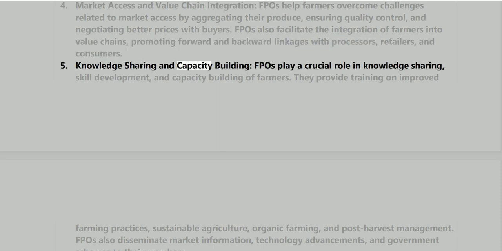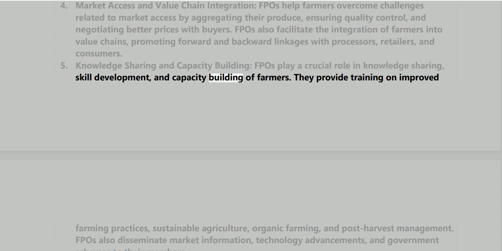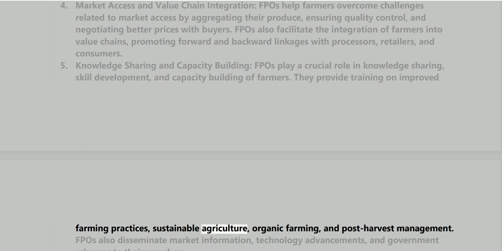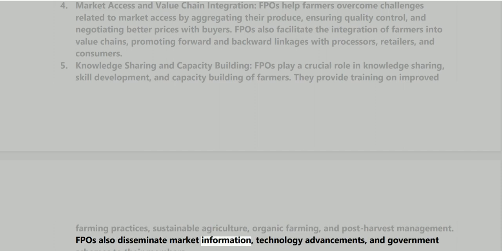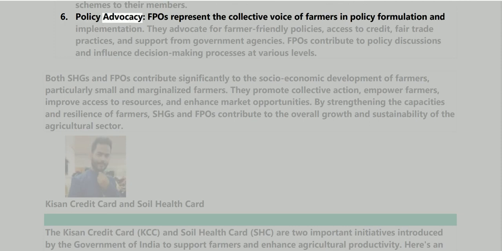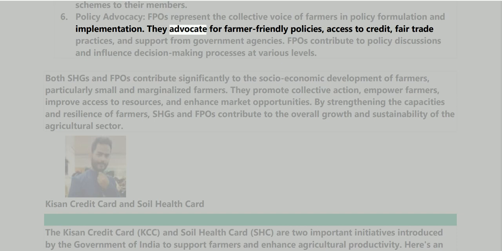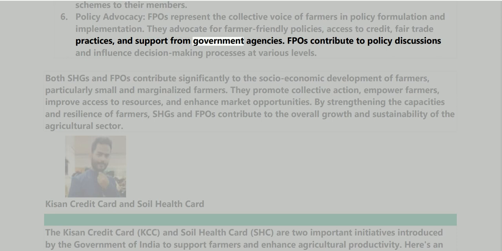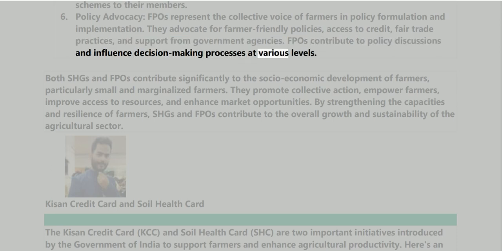5. Knowledge sharing and capacity building. FPOs play a crucial role in knowledge sharing, skill development, and capacity building of farmers. They provide training on improved farming practices, sustainable agriculture, organic farming, and post-harvest management. FPOs also disseminate market information, technology advancements, and government schemes to their members. 6. Policy advocacy. FPOs represent the collective voice of farmers in policy formulation and implementation. They advocate for farmer-friendly policies, access to credit, fair trade practices, and support from government agencies. FPOs contribute to policy discussions and influence decision-making processes at various levels.